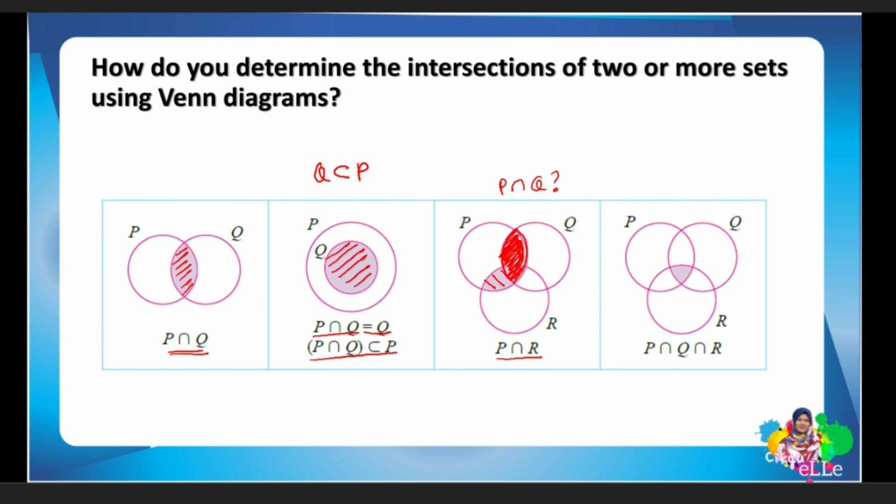Next, the other situation. You have to find P intersection Q intersection R. You want to find the intersection of more than two sets. This area represents P intersection Q intersection R. To further understand the intersection of two or more sets, we are going to do an exercise in our module.